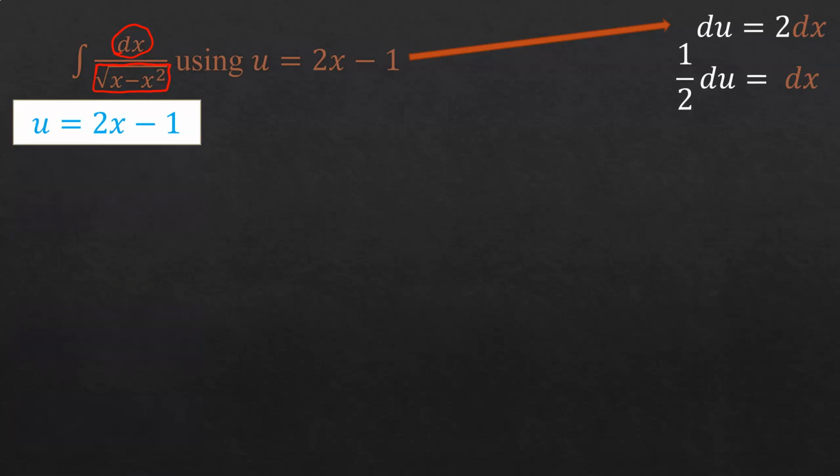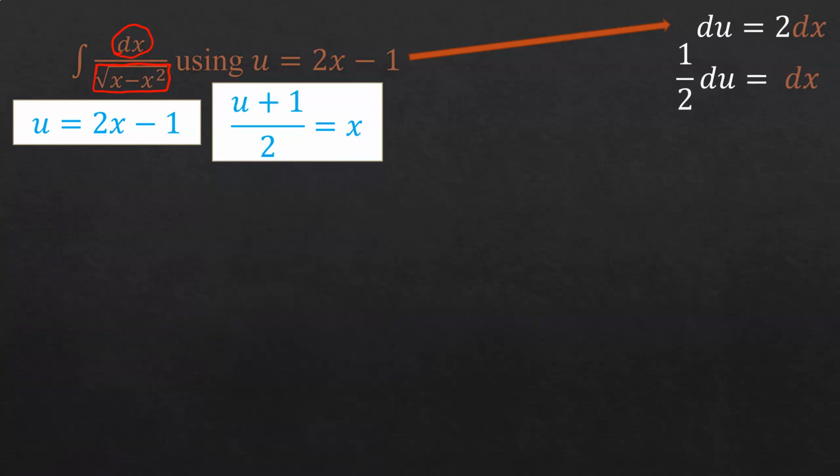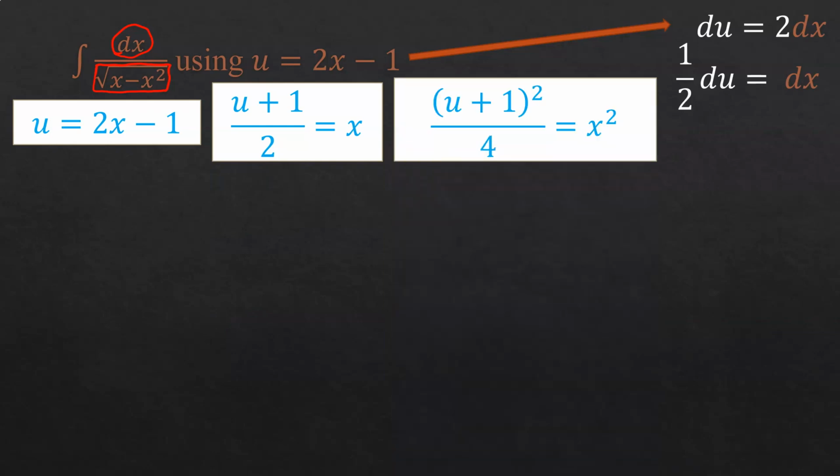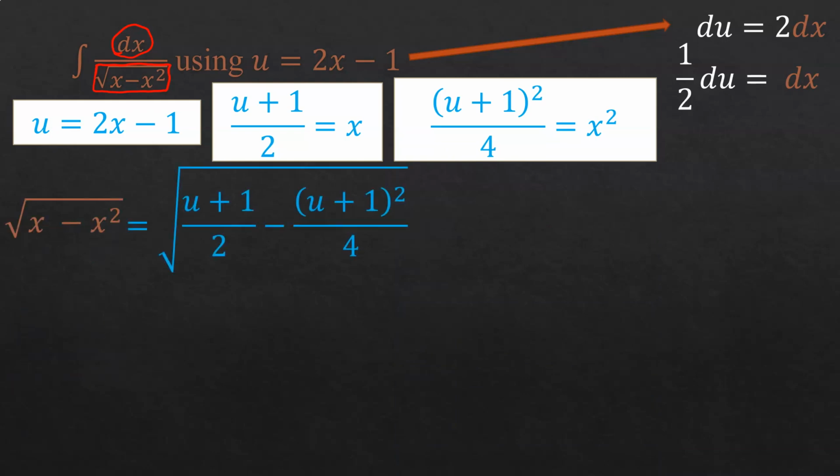u is 2x minus 1. Solve for x by adding 1 divided by 2, so that x squared is that fraction squared. So then your denominator here now is going to be square root of the first fraction minus the second fraction, because it's x minus x squared. Now, we know that when we are looking for the sum of two fractions, we would have them get a common denominator. So multiply by 2 on top and on the bottom.